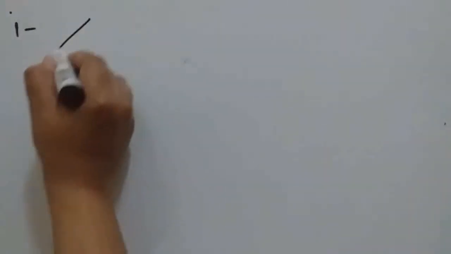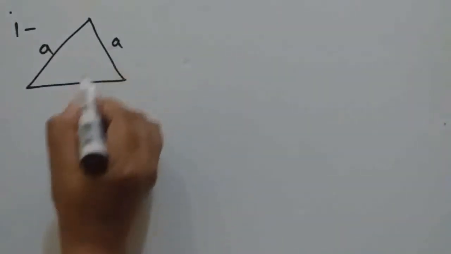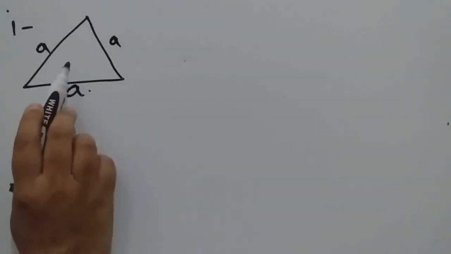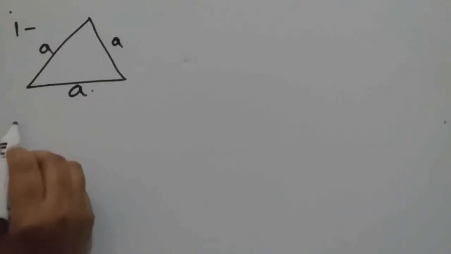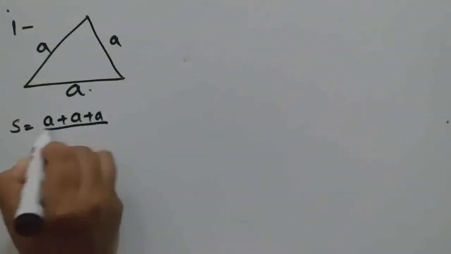Question number 1. It is given a traffic signal board indicating school ahead, which is an equilateral triangle with side A. Now find the area of the signal board using Heron's formula. So you have to use Heron's formula. First we should find S. S is the addition of all the sides divided by 2, isn't it?